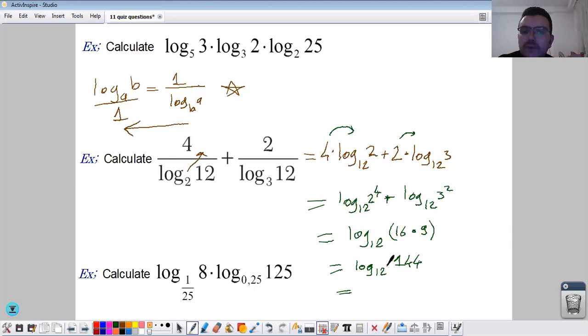So you are asking which power of 12 is 144? Power 2.